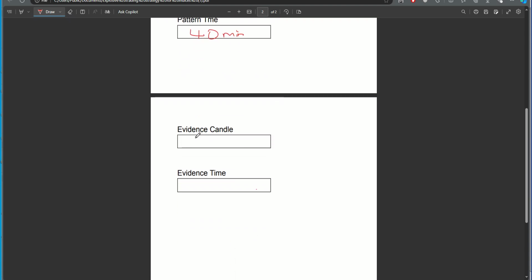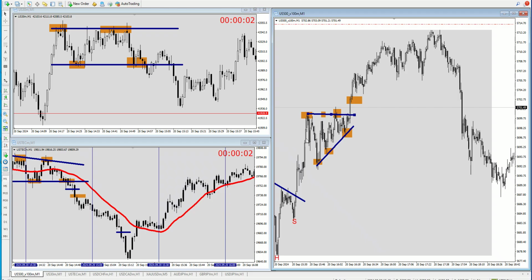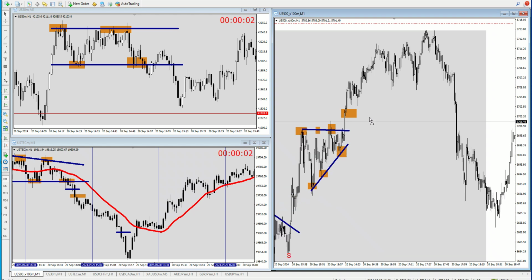Do we have an evidence candle? Yes. Now this is the final qualifier for the pattern. Sorry guys, this is the final qualifier for the pattern. Okay, what time is this? What time? 22. So this falls within our watch.